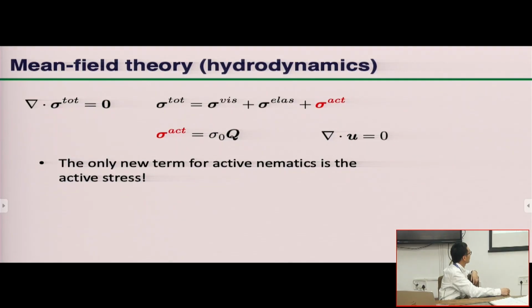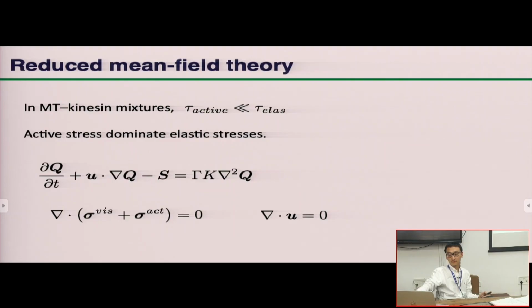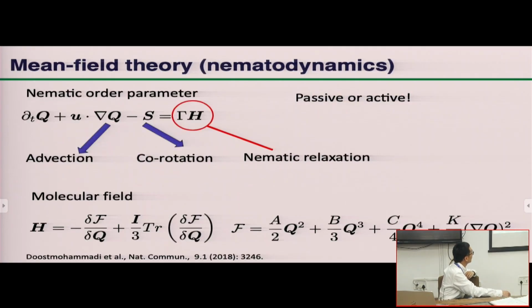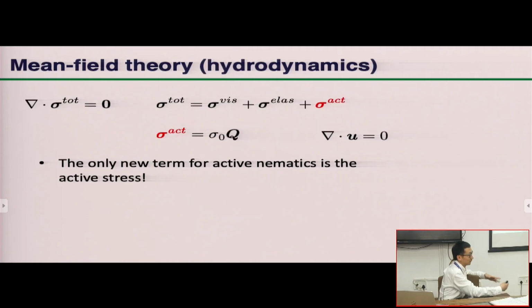So that's active nematics. But we don't want to deal with that complicated equation there, so let's simplify it a little bit. We're looking at these motor-condensed microtubule mixtures, where the time scale of the activity is much faster than elastic relaxation. So let's just remove those things and keep only this final term, to get the simplest model.